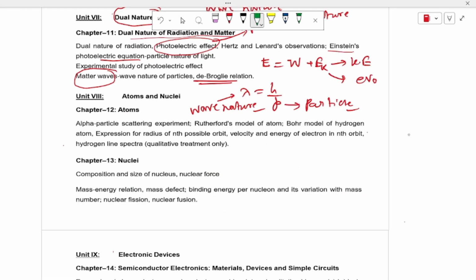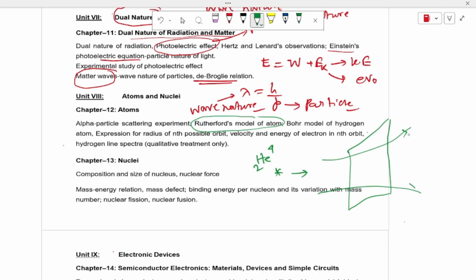Chapter number 12, atoms or atomic physics. So Rutherford did the gold foil experiment, Rutherford's atomic model. So he took a gold foil and he bombarded it with alpha particles, helium-4. He observed that 99% of those alpha particles simply passes, but 1% of those alpha particles comes back.